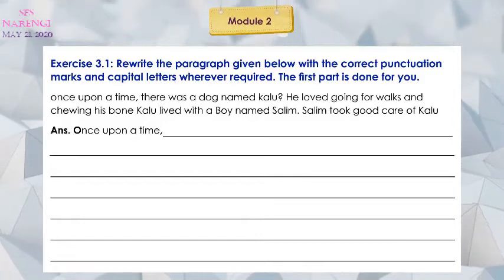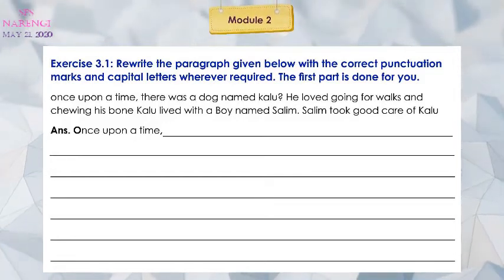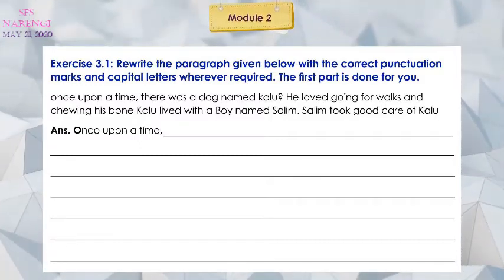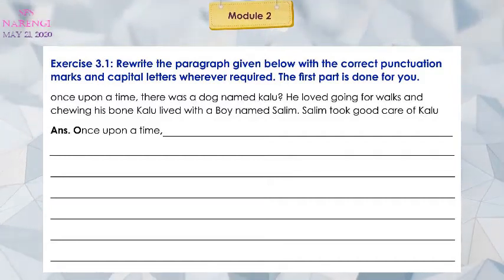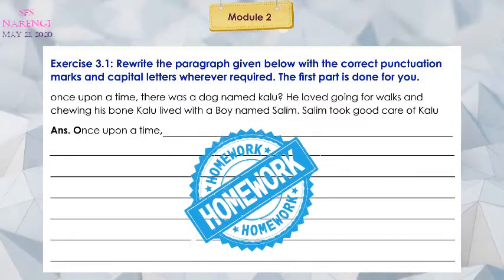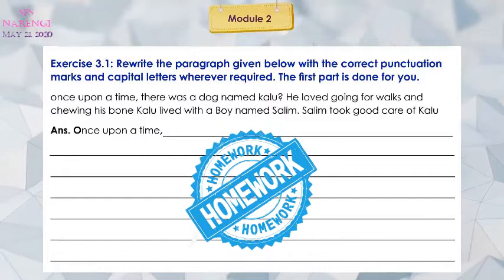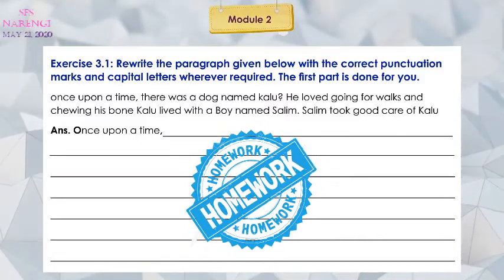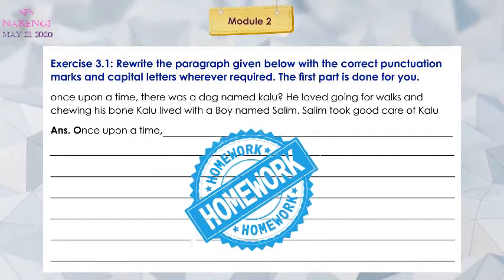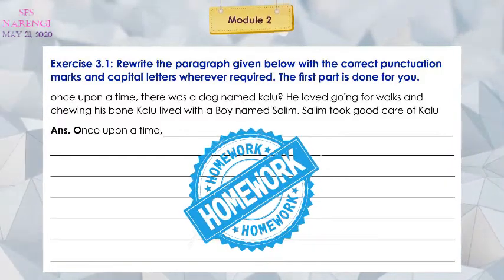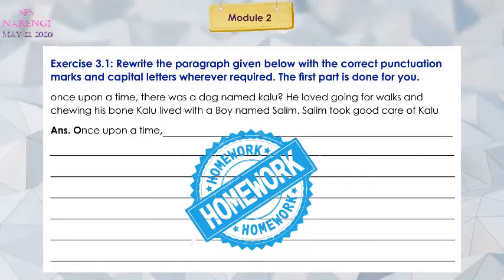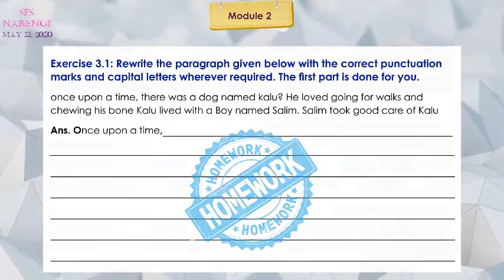So here, exercise 3.1: rewrite the paragraph given below with correct punctuation marks and capital letters wherever required. The first part is done for you. It is homework for you all. Till now we have learned the punctuation marks in detail, right? Like the exclamation mark, question mark, capital letters, full stop, comma. So what you have to do here is use the correct punctuation marks and capital letters and rewrite the paragraph. Got it? Okay, so this is your homework.